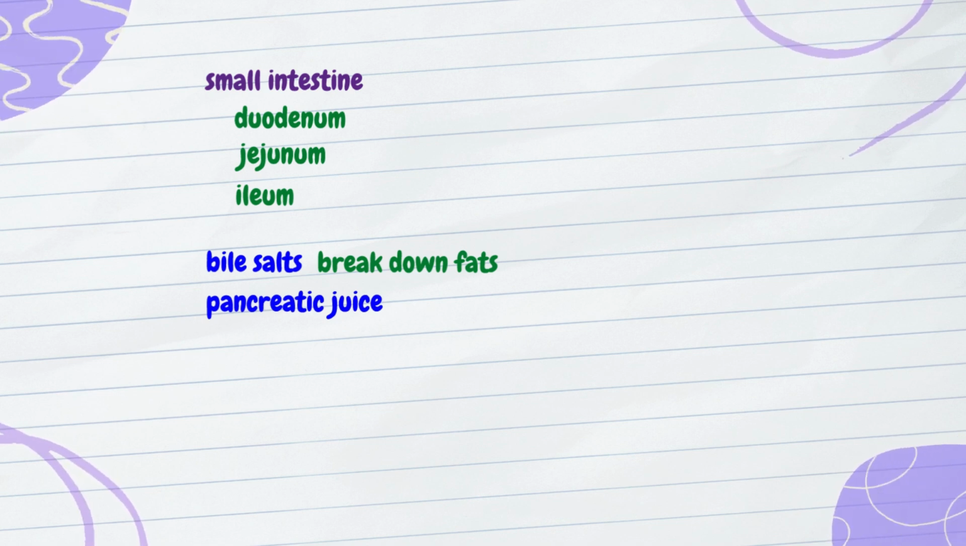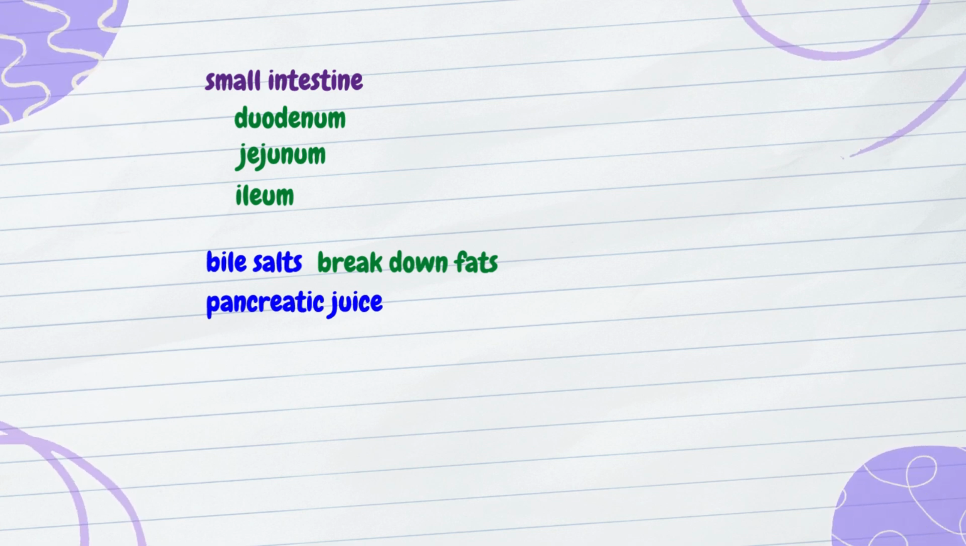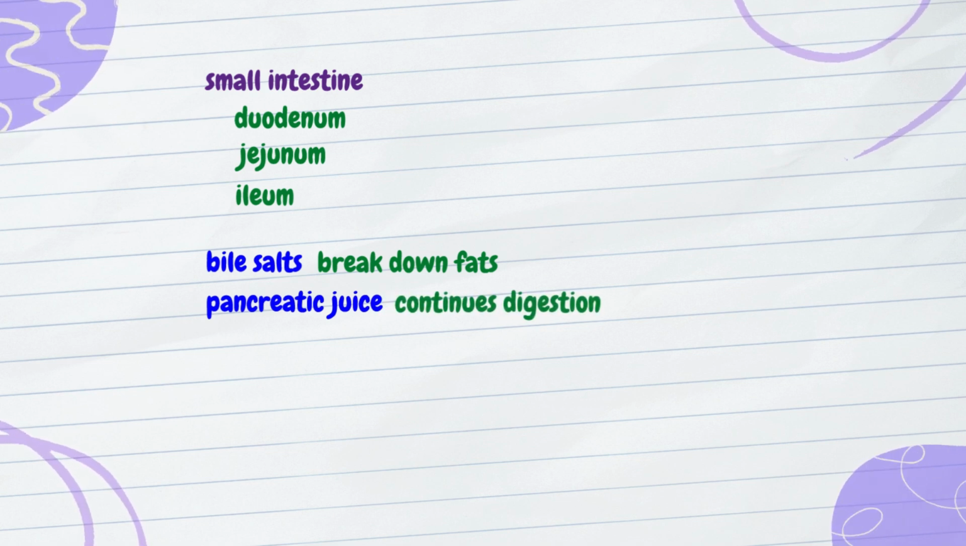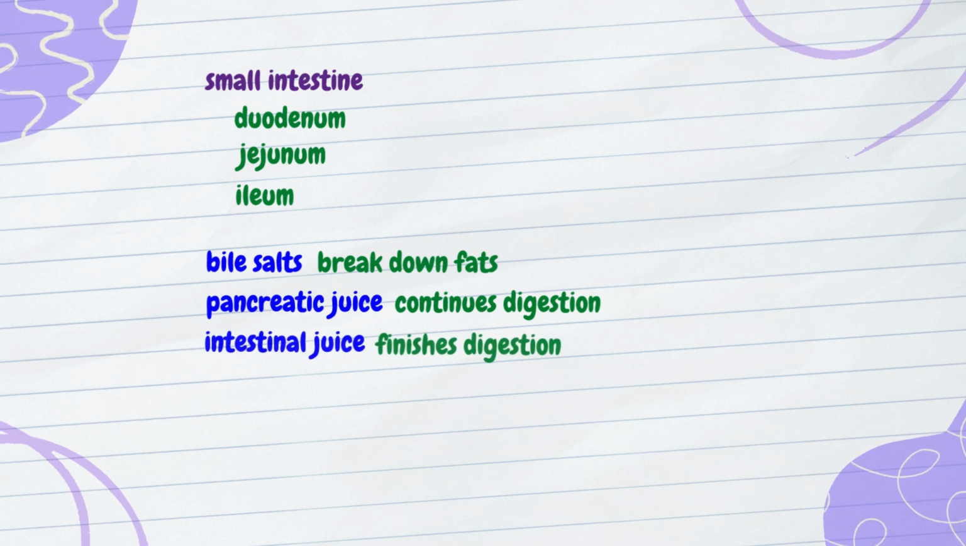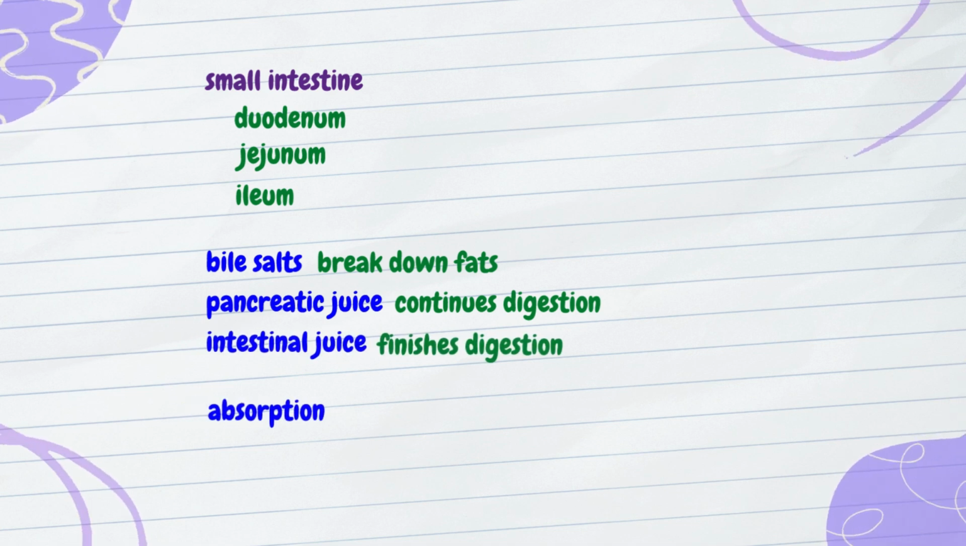The bicarbonate in the pancreatic juice neutralizes the acidic food from the stomach and creates an alkaline environment for the enzymes. The enzyme in the pancreatic juice continues the digestion of food. The enzyme in the intestinal juice finishes the digestion of all the nutrients. The absorption occurs mainly in the jejunum.